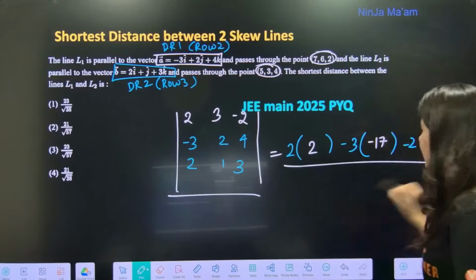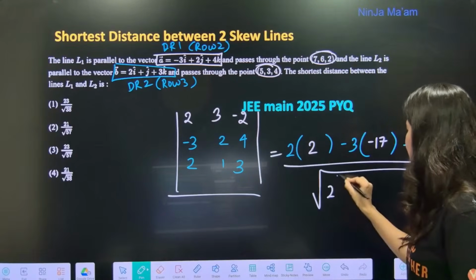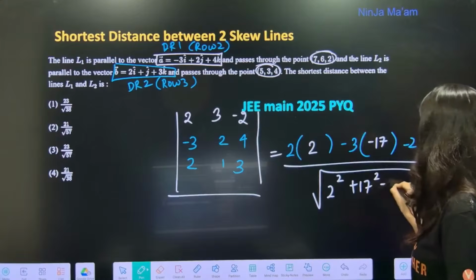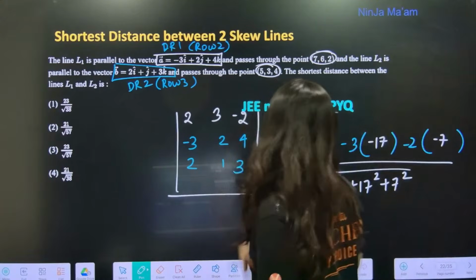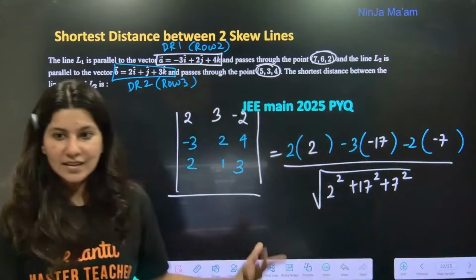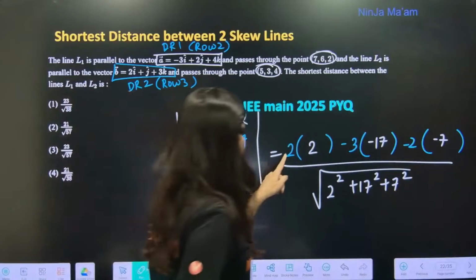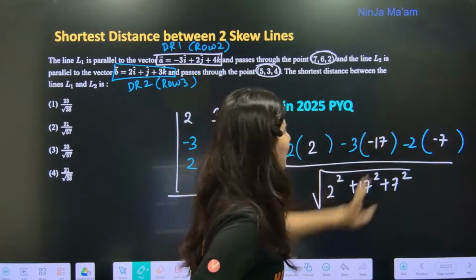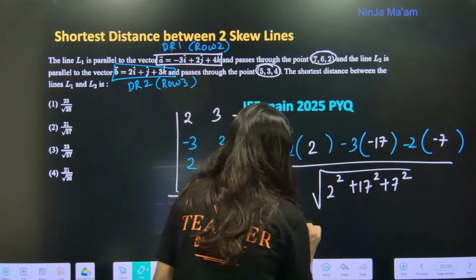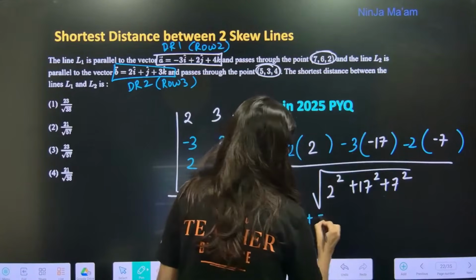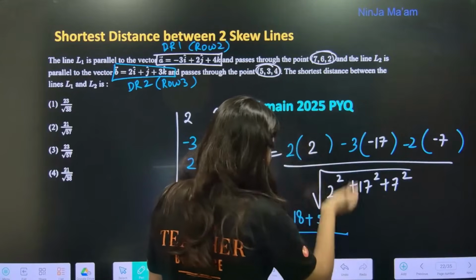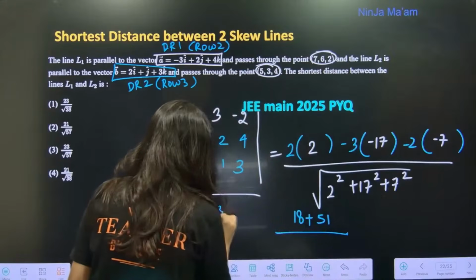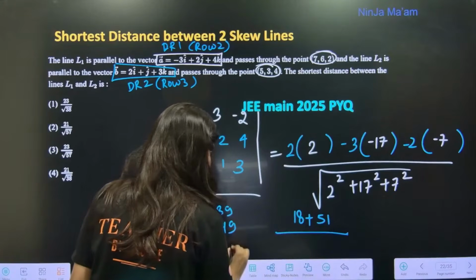Now upon, this is going to be what? 2 square plus 17 square plus 7 square. This is your answer. So this is how your answer will look. Done. Now you have to calculate. So this is 2 2s are 4 plus 14, 18. 18 plus 7 3s are 21, upon, this is 289. 289 plus 49 and plus 4.